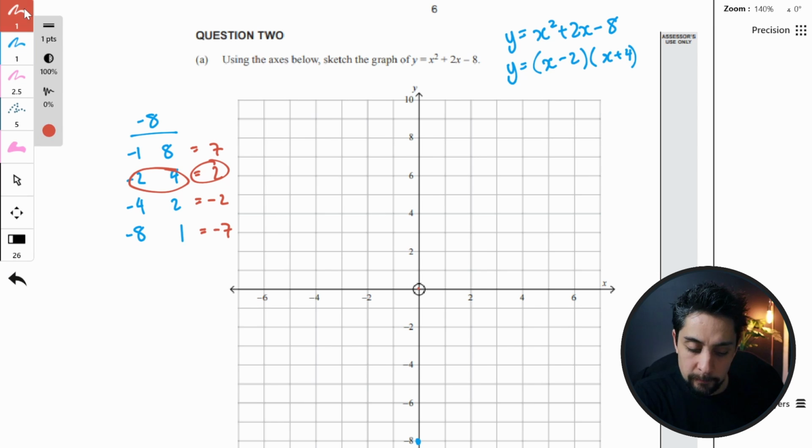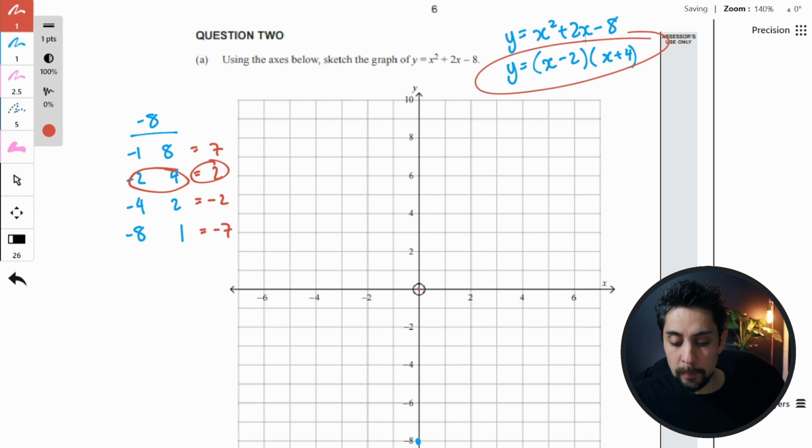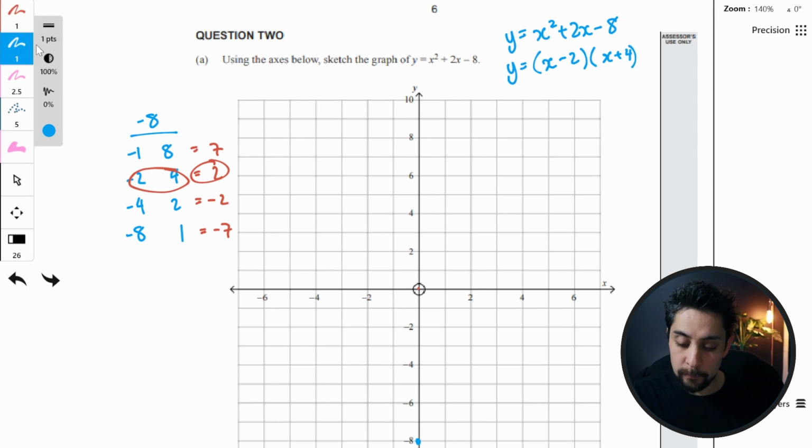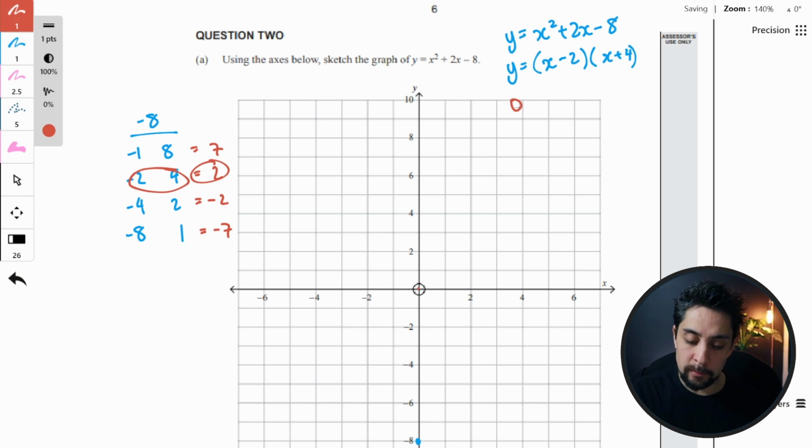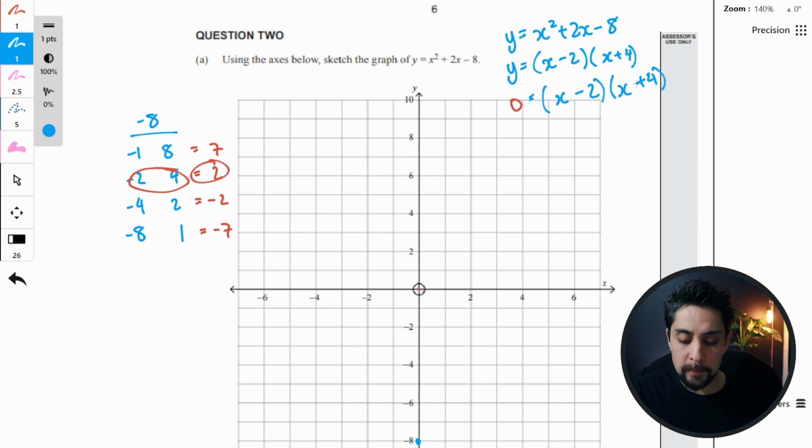Another point comes from our set of brackets here, our factorized form. To work out the roots of the equation, which is where it crosses the x-axis, all we need to do is let y equal 0. So 0 equals x minus 2 times x plus 4. Now this is a statement asking, when is this true? When is this equal to 0?